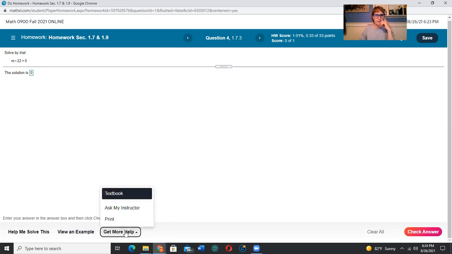Get more help. Let's see what they have. You can go to the textbook, and if you push go to the textbook, it'll go to the page in the textbook, because they have an e-text embedded in here that will show you examples in the textbook on a certain page.